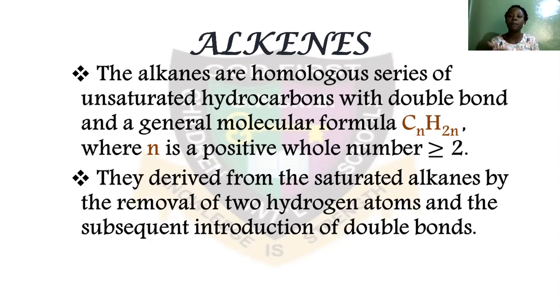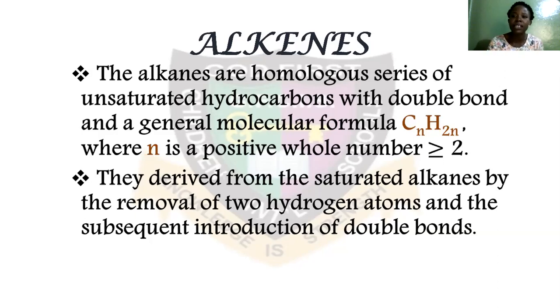For example, if you were to calculate it, it would be CH2. There is no such compound. So from C2, you have ethene, the first member of the alkene series. The alkenes are derived from the saturated alkanes by the removal of 2 hydrogen atoms and the subsequent introduction of a double bond. So that is how the alkenes are derived.